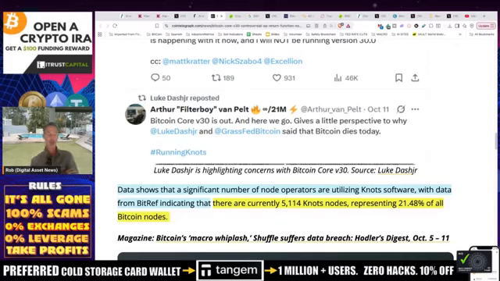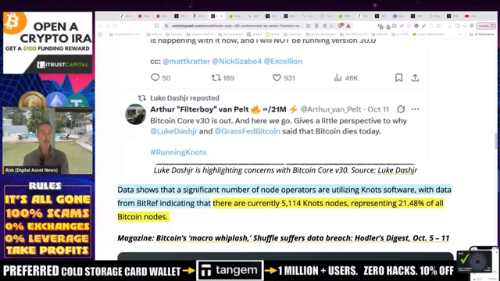And as far as like who's upgraded or not, well, data shows that a significant number of node operators are utilizing Knots software. With data from Bitref, there's currently 5,000 plus Knots nodes, representing almost a quarter of all Bitcoin nodes. So is this going to stop Bitcoin from transacting? No, really what it comes down to is, are they going to allow those 10,000 data points in the transactions of every Bitcoin transaction? Or are they going to kind of just throttle it back down?